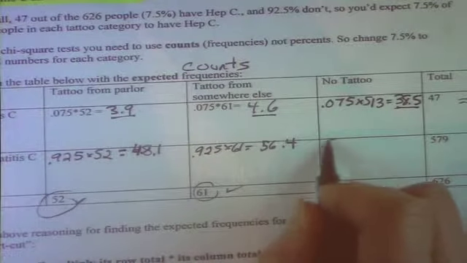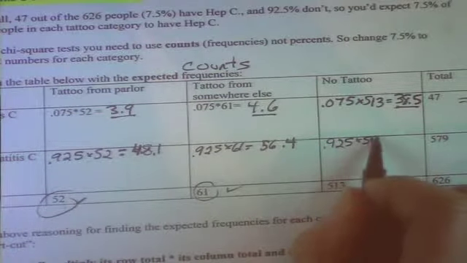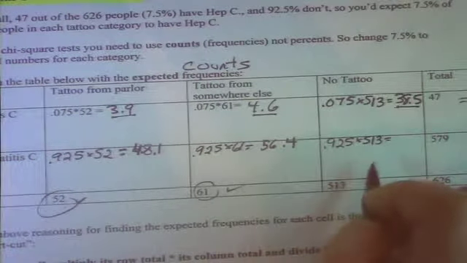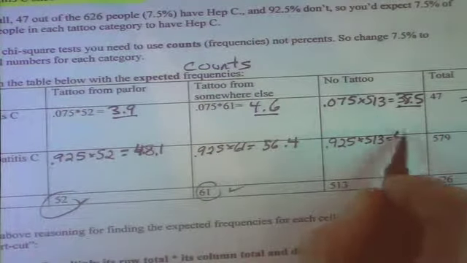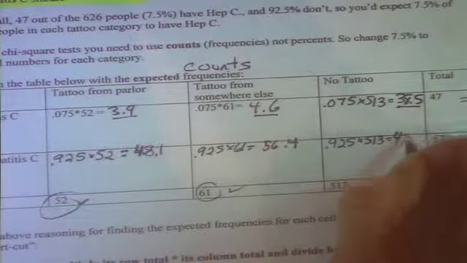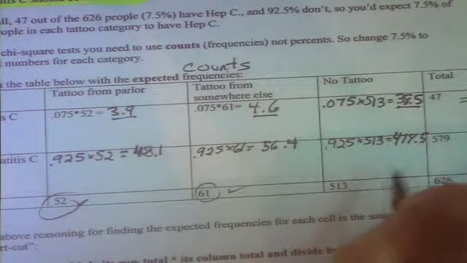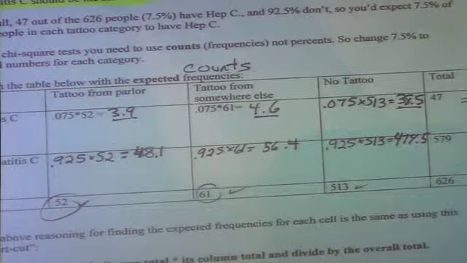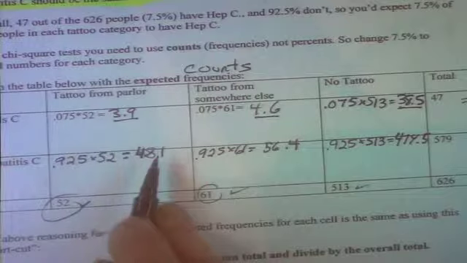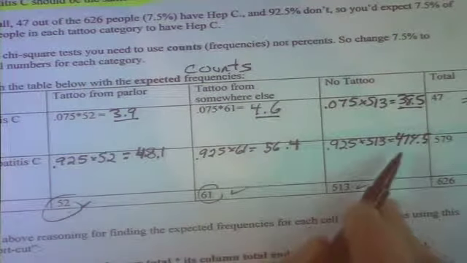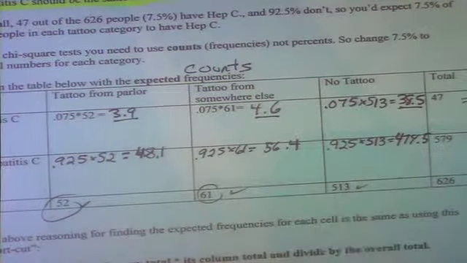And finally, 0.925 of the 513. You multiply those two together, and you get 474.5. Add them together and you do get 513. It checks. All right. And if you added them this way, that's 47 and 48.1 plus 56.4 plus 47. There's a lot of ways to check that you're doing it right. Plus 4.5 is 579. All right.